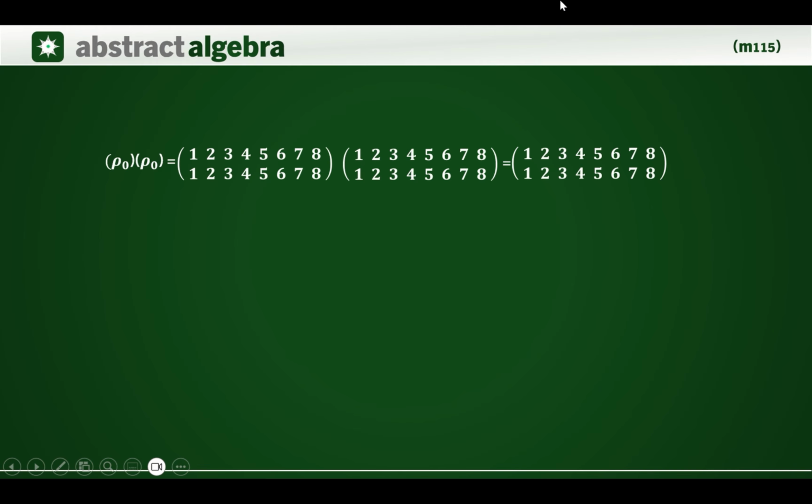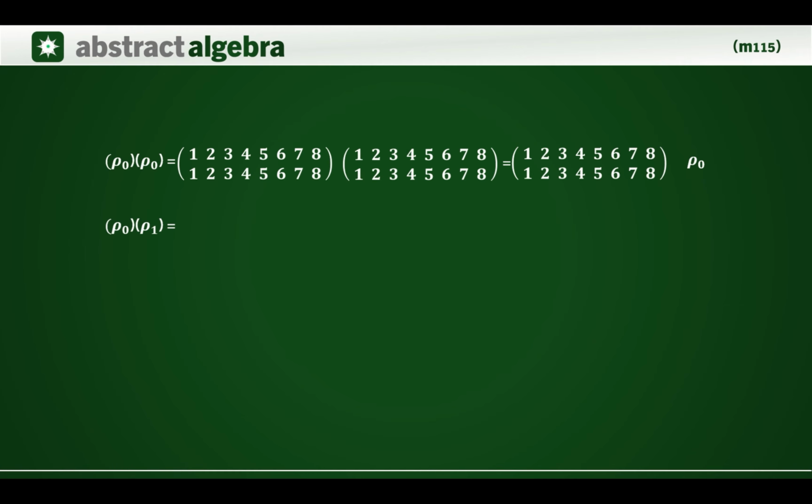So after, we are going to find 1, 1. So 1 maps to 1. So 2, here is the 2, then we are going to find the 2 here. So the 2 maps to 2, the 3 maps to 3, the 4 maps to 4 also, the 5 maps to 5, the 6 maps to 6, 7 maps to 7, and 8 maps to 8. So this is the composition of rho sub 0 and rho sub 0, and it results in the rho sub 0.